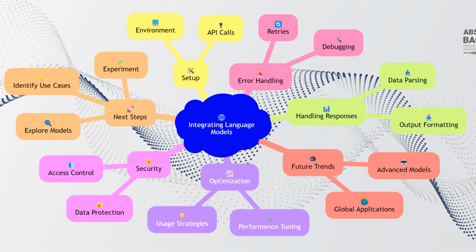Consuming a language model from a client application is a powerful way to implement NLP solutions. By understanding the process of setting up the environment, making API calls, handling responses, and optimizing usage, you can effectively integrate language models into your applications. Additionally, considering security, error handling, and future trends ensures that your solutions are robust and forward-looking. The next steps involve exploring specific language models, experimenting with API calls, and identifying potential use cases for your applications. With these insights, you can harness the power of NLP to create innovative and impactful solutions.